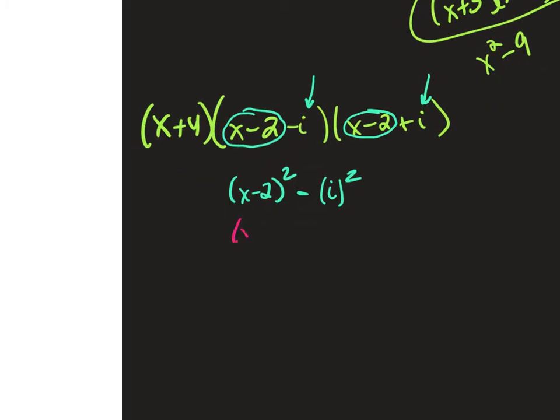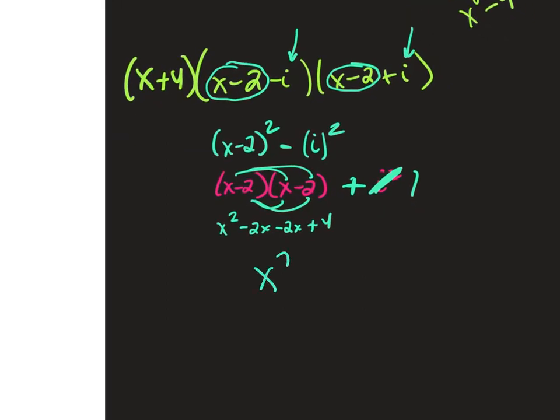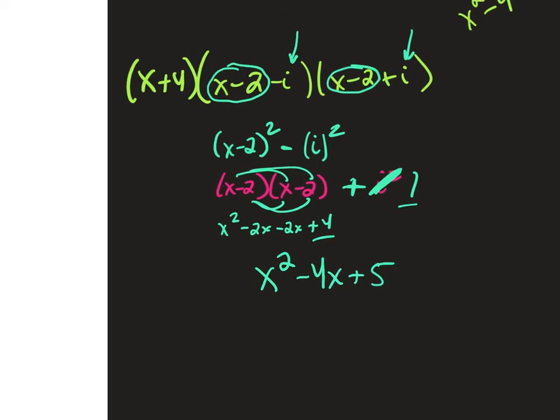If I work this out, I have (x minus 2) squared minus i squared. Well, what's i squared? Negative 1. And then I change the sign in front, so I get plus 1, right? So if I FOIL this, x times x is x squared. x times negative 2 is negative 2x. Negative 2 times x is negative 2x. Negative 2 and negative 2 is positive 4. So I have x squared minus 4x plus 5.